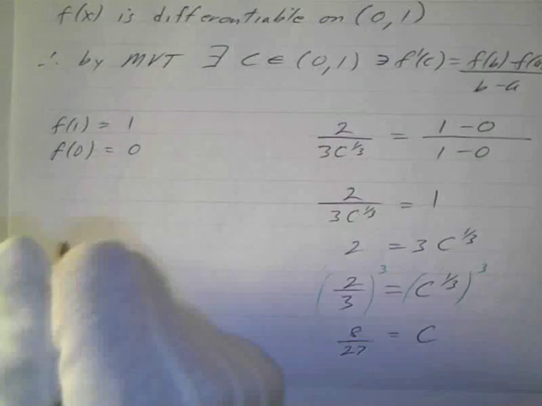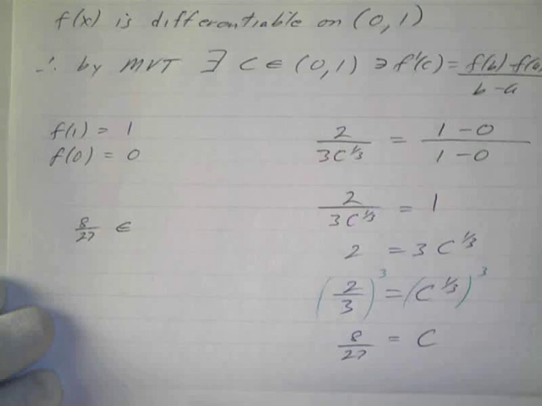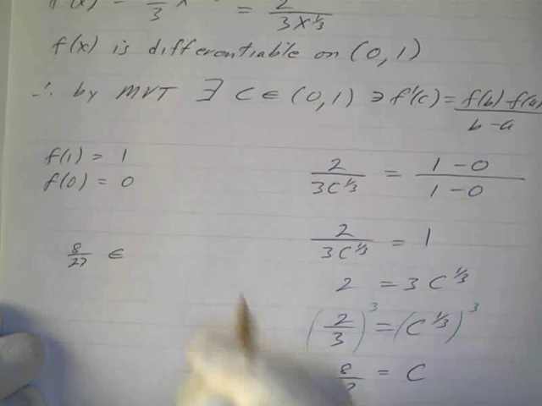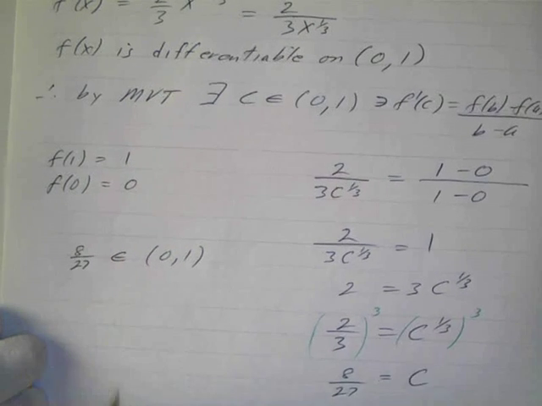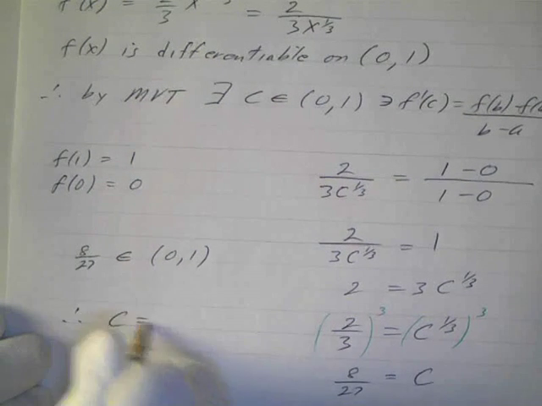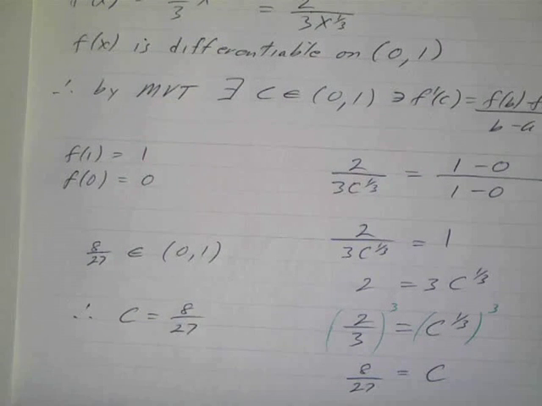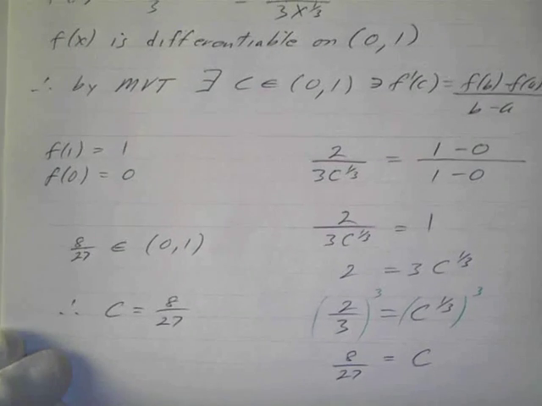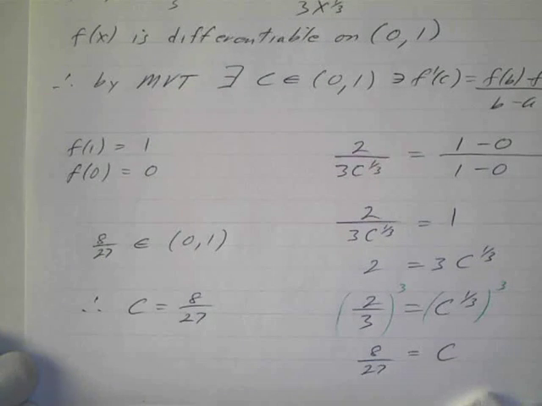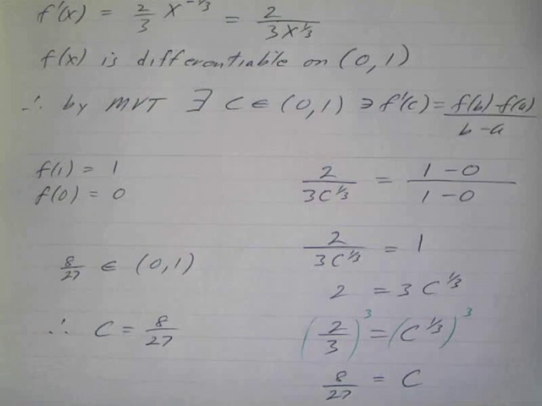8 over 27. Now does 8 over 27, double check it, belong to that? It should, because it's guaranteed by the mean value theorem. Does it belong to the open interval 0, 1? Yes, it's a fraction, but it's between 0 and 1. So therefore, c equals 8 over 27. Just double check it. All right? So that's pretty much the nuts and bolts of number 10.